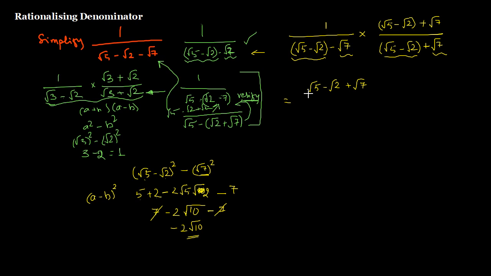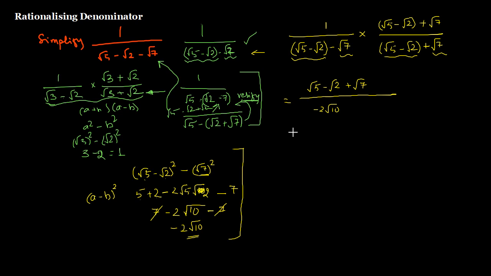I'll just open the bracket. It's not going to matter much. A square minus b square. This a square is actually going to give me minus 2 root 10, and b square. Yeah, we have done the whole thing. A square minus b square minus 2 root 10.